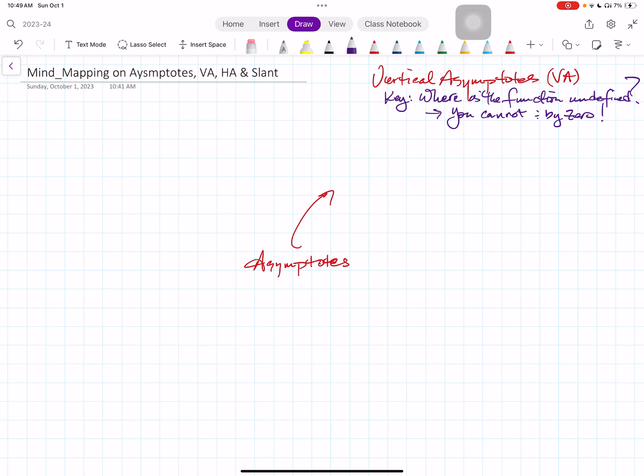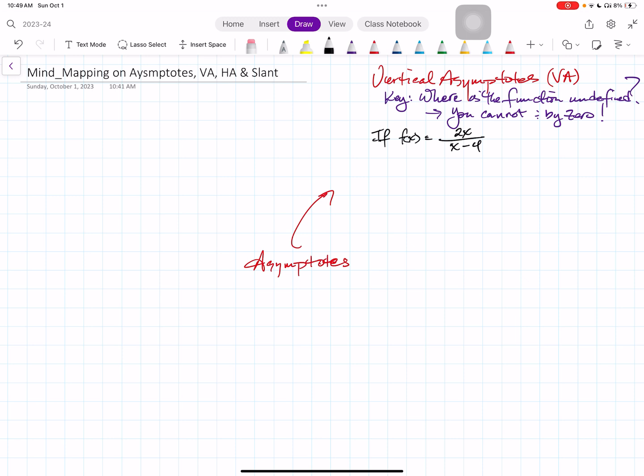Mind mapping is all about brainstorming about all the different key concepts of a topic, and we're talking about asymptotes in this topic. So let's take an example. You've got to take an example to work with something, right? If f of x is equal to a very simple rational function, let's take 2x divided by x minus 4. It's undefined at 4 because 4 minus 4 equals 0.